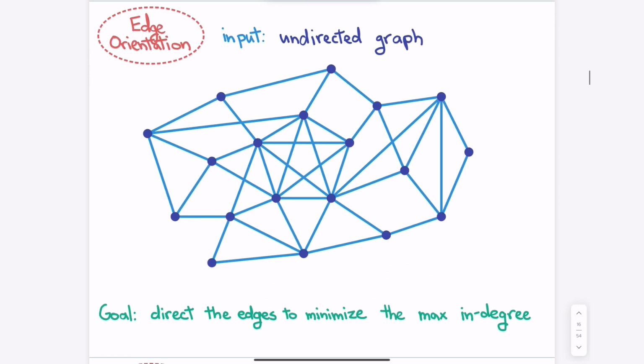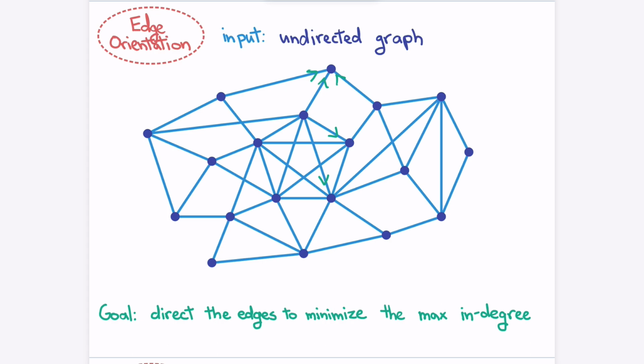Okay, here's another problem. I give you an undirected graph, and your goal is to assign directions to all the edges so that you minimize the maximum in-degree. So it's a load balancing problem. Something like, you can try to direct these 3 edges this way, maybe that edge is directed that way. You get to choose. And your goal is to minimize the maximum in-degree.